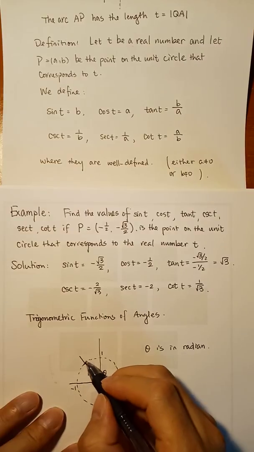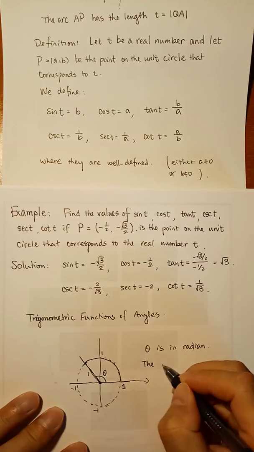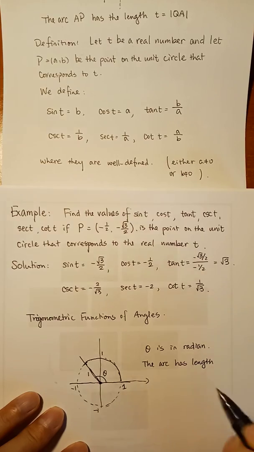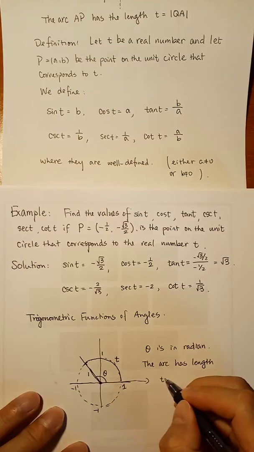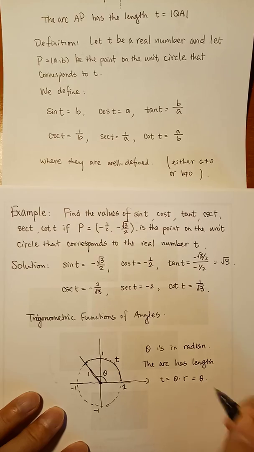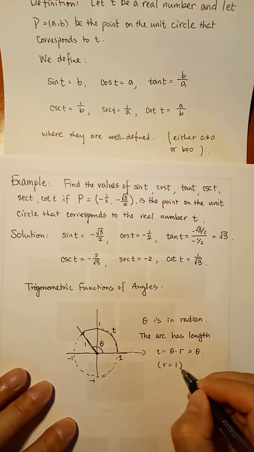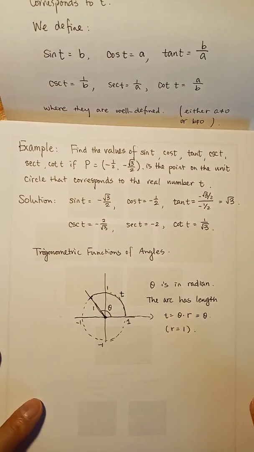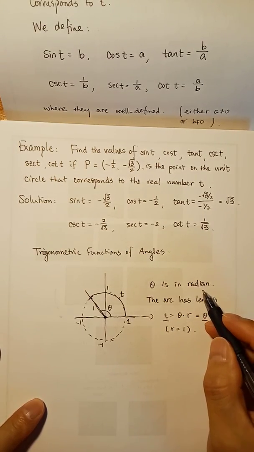theta is in radians, then the corresponding arc has length, let's call it t. The corresponding arc has length t equal to theta times radius. Radius is 1, so t is equal to theta. In our setting, radius is 1. It's very important. And you see, theta is t when you use radians to measure it.